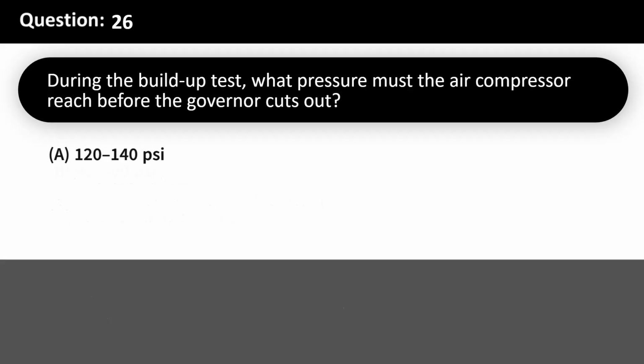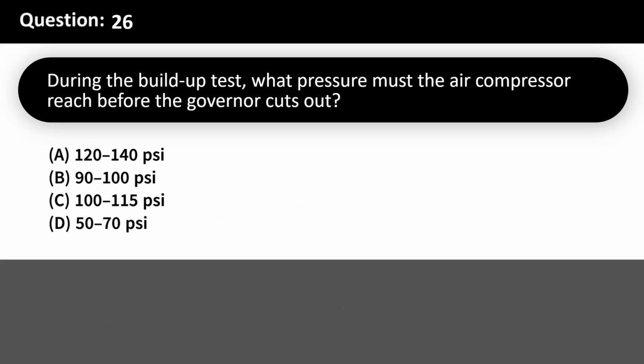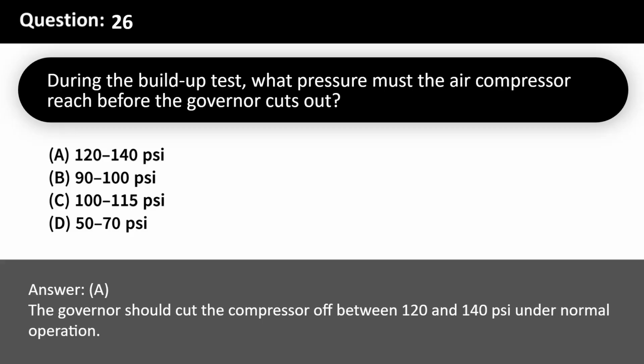During the build-up test, what pressure must the air compressor reach before the governor cuts out? A. 120 to 140 psi. B. 90 to 100 psi. C. 100 to 115 psi. D. 50 to 70 psi. Answer A. The governor should cut the compressor off between 120 and 140 psi under normal operation.